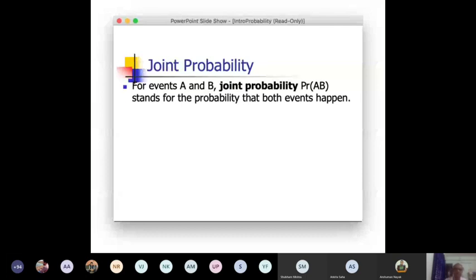Now let us consider another concept which is called joint probability. This notation, probability AB, means that both the events A and B occurred. Both the events A and B occurred. So that is the joint probability of A and B.